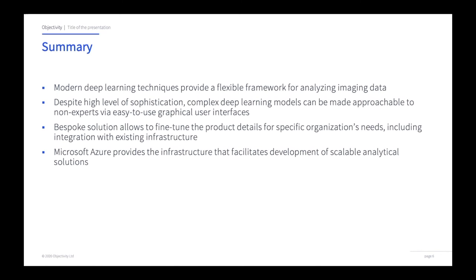So just to summarize, these modern deep learning techniques can often serve as a replacement for classical computer vision pipelines. Despite their intrinsic sophistication, we can make them approachable through easy to use graphical user interfaces. Because this was a bespoke solution, we were able to fine tune the product for the specific organization's needs. And Azure is a very nice platform that facilitates development of such scalable analytical solutions.